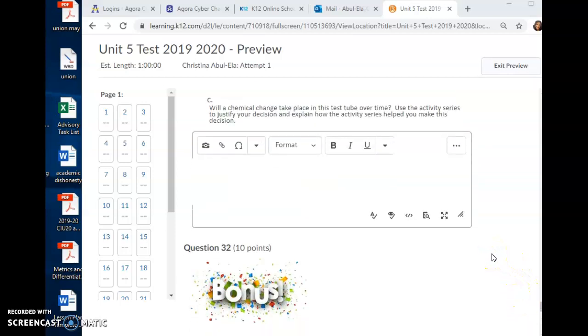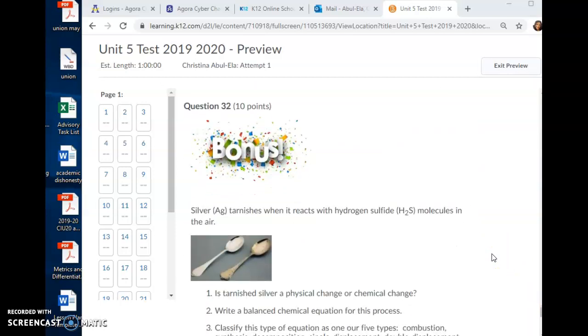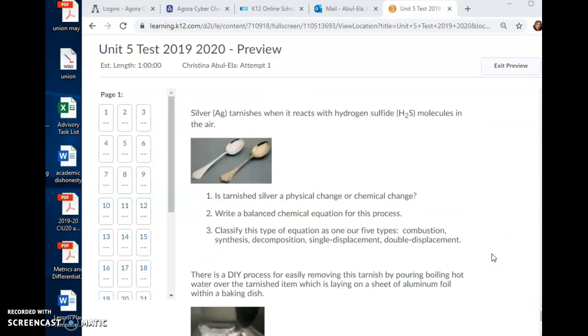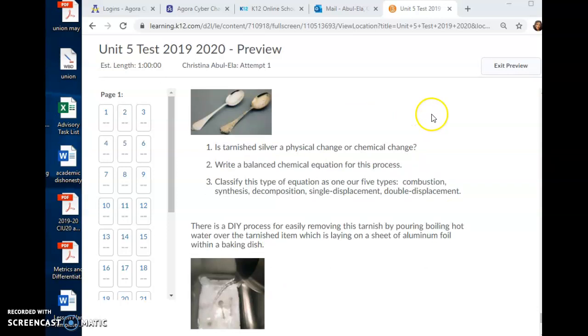And question 32 is a bonus question, so optional. Silver tarnishes when it reacts with hydrogen sulfide molecules in the air. Part 1. Is tarnished silver a physical or chemical change? Part 2. Write a balanced chemical equation for the process. Part 3. Classify this type of equation as one of our 5 types: combustion, synthesis, decomposition, single displacement, or double displacement.